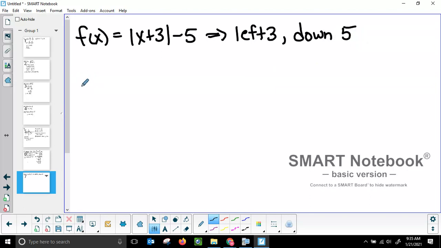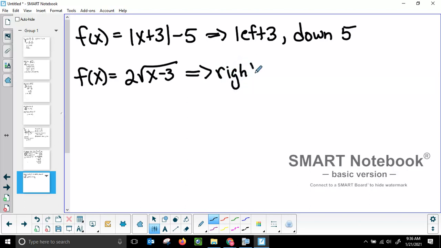Part B says f of x is equal to 2 times the square root of x minus 3. So the square root function is our parent function. This minus 3 inside would shift me to the right 3. And this 2 multiplying outside would be a vertical stretch by 2.